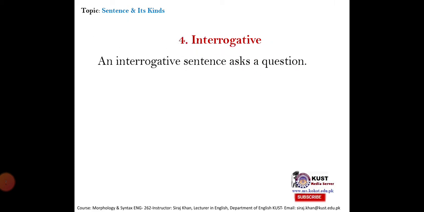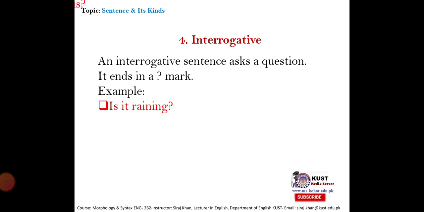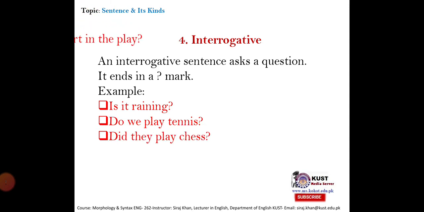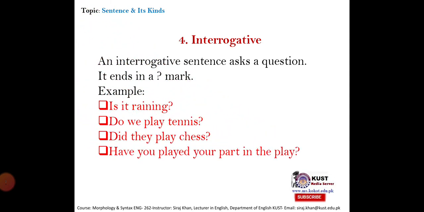An interrogative sentence is the one that asks a question and ends with a question mark. For example, is it raining? Do we play tennis? Did they play chess? Have you played your part in the play?